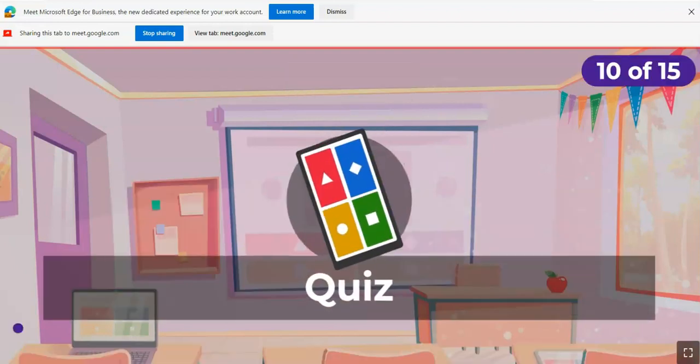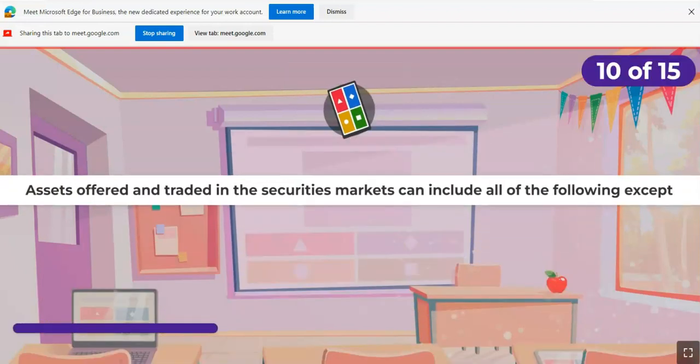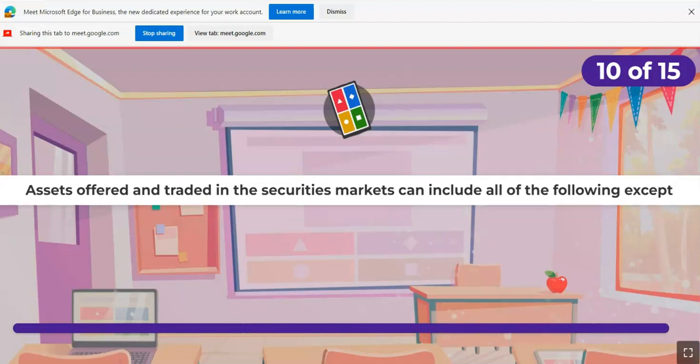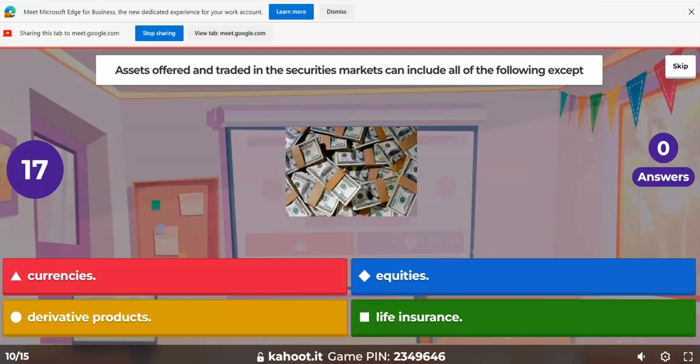Next one. Assets offered and traded in the securities market can include all the following except A. Currencies, B. Equities, C. Derivative products, D. Life insurance.